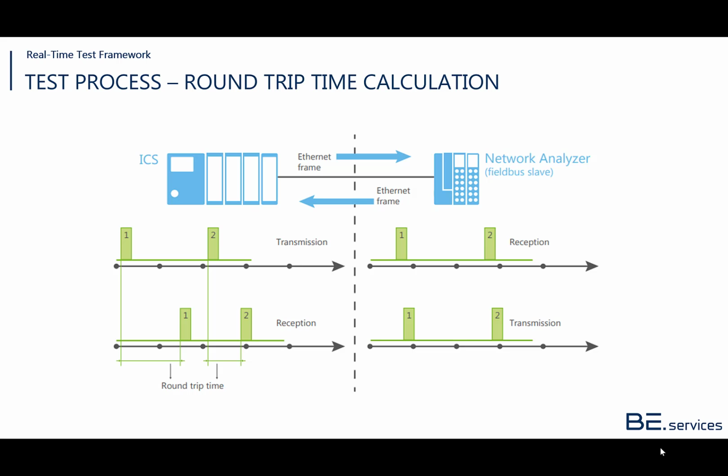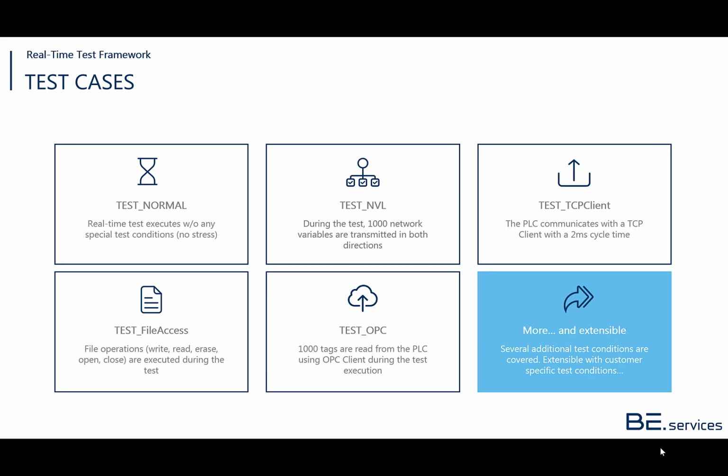For real-time systems, this round-trip time must be stable. A short round-trip time indicates a high performance of the Ethernet communication, meaning how fast the fieldbus I/O update is. This round-trip test can be activated optionally. The tests are executed under different stress conditions in order to make sure that typical running conditions do not influence the performance. The framework offers an interface for customer-specific test conditions.